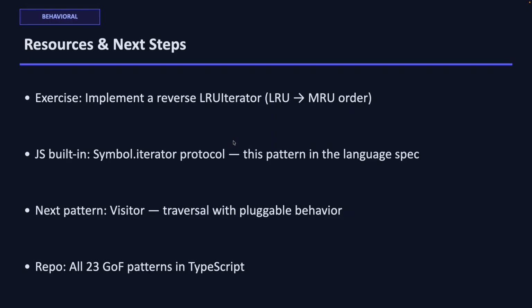If this clicked for you, you can check out the repo that I have in the description and play around with it. You can try to implement a reverse iterator, going backwards from least recently used to most recently used order. You can also check out the Symbol.iterator protocol, which is defined in JavaScript and might help explain more of the iterator pattern. If you want to explore more patterns, I have a video and an example of the visitor pattern. It's the same concept of traversal with pluggable behavior.